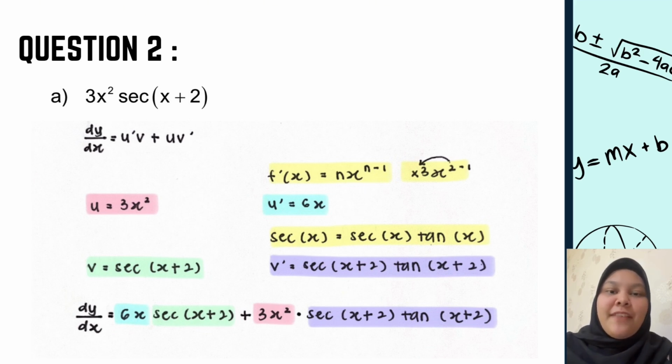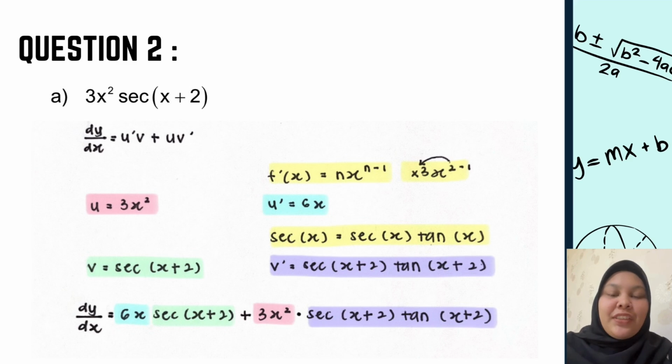But first, we have to identify which one is u and which one is v. So the prior part of the equation is u, while the latter part of the equation is v. But where do we get the prime from? We have to differentiate u and v first in order to get u prime and v prime. Now, like I have said before, u is the prior part, which is 3x squared, and v is the latter part, which is secant x plus 2.